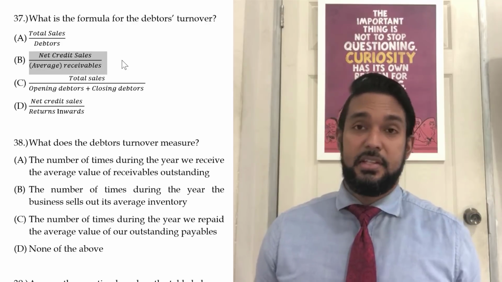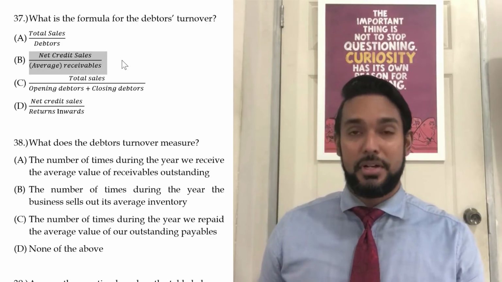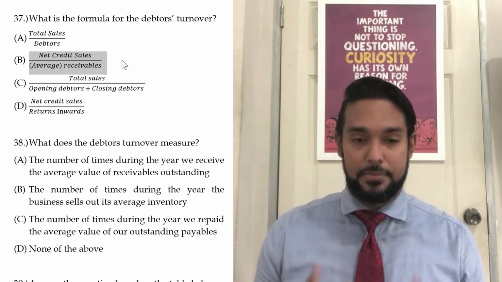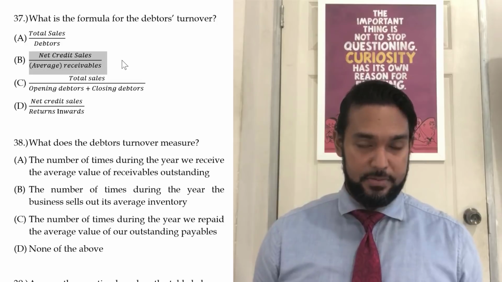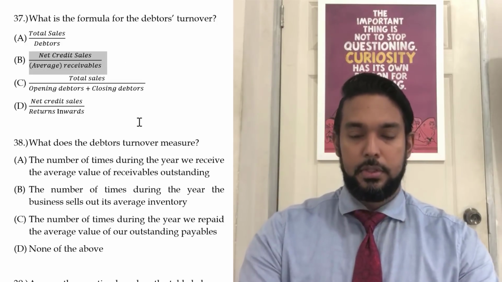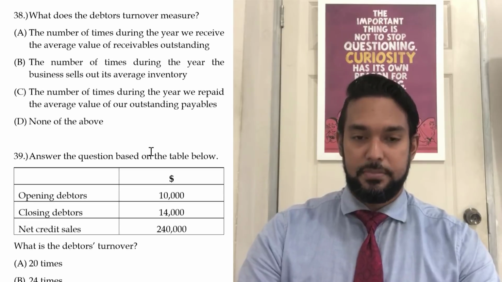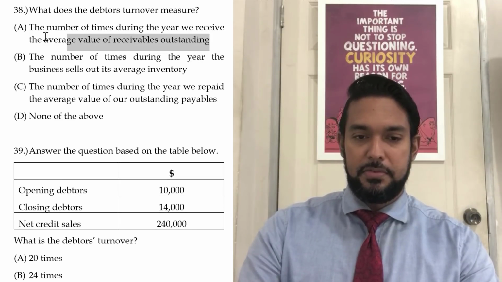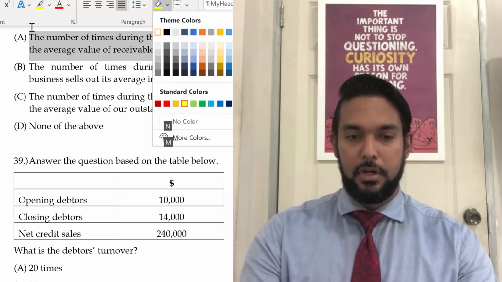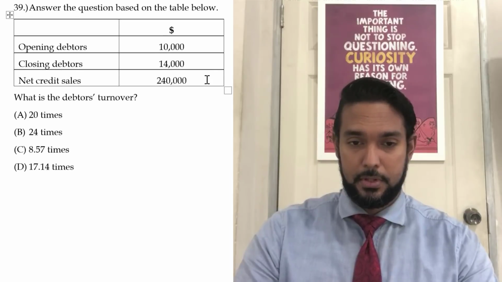Yes, in some cases, they don't give you credit sales. In some cases, they don't give you net sales or net credit sales. You just have sales. Use what you have. But the correct formula is net credit sales over average receivables. So let's put that in yellow. Let's scroll down and ask, what does it measure? The number of times we receive the average value of receivables outstanding during the year. That's what it tells us.